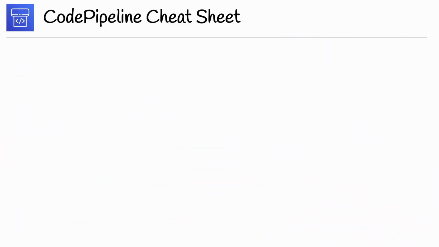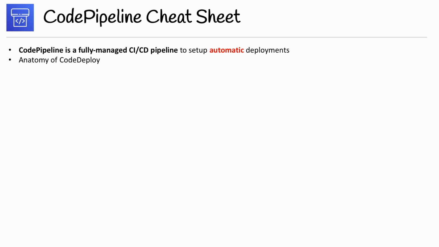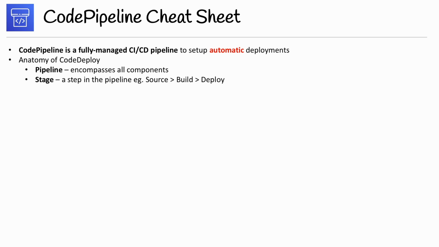And we are at the end of the CodePipeline section, so on to the CodePipeline cheat sheet. CodePipeline is a fully managed CI/CD pipeline to set up automatic deployments. Looking at the anatomy of a CodePipeline, obviously we have the pipeline, and this encompasses all the components which we're going to look at right now. We have a stage, and this is a step in the pipeline. The stages here would be source, build, and deploy.